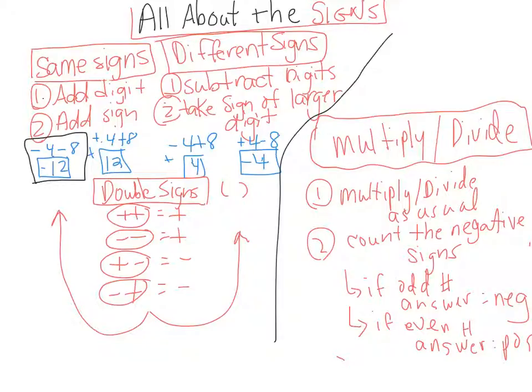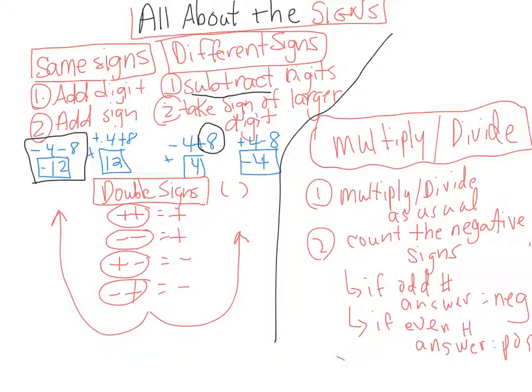If you have different signs, like one positive and one negative, you subtract the digits and take the sign of the larger digit. Example, -4 plus 8. One's negative, one's positive. So you subtract the digits. 8 minus 4 would be 4. And this 8 takes it because it's the larger digit, so it's +4. This would be like, I owed my mama $4 and I paid her back $8. Now I have a surplus of $4 for my mama.